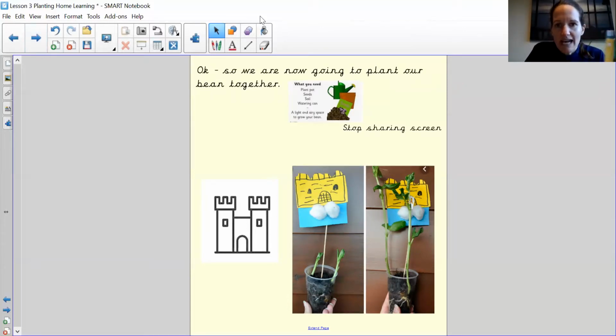So let's plant our bean. Let's move the camera back so that you can see exactly what we are doing. Okay, so I've got my tray here. It has all the things we need for our experiment. So what we're going to do first is put a bit of soil into our pot. So here's my pot. It's empty right now. I'm going to put a bit of soil in first before I put in my bean.